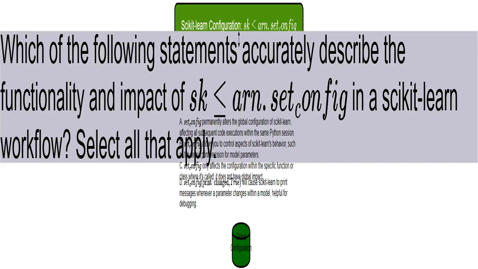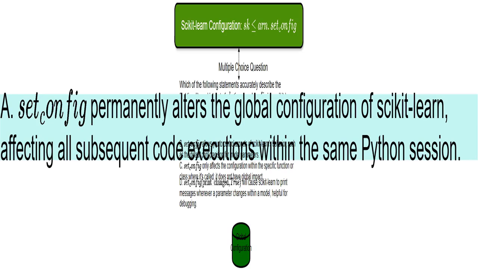This is the actual question of the quiz. You need to choose from the options given below, assessing which accurately describe how sklearn.set_config works within a scikit-learn project. Option A describes that set_config permanently changes scikit-learn's overall settings for the current Python session, affecting everything that runs afterward.